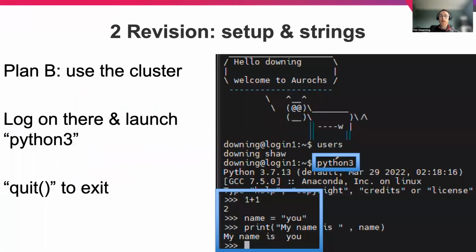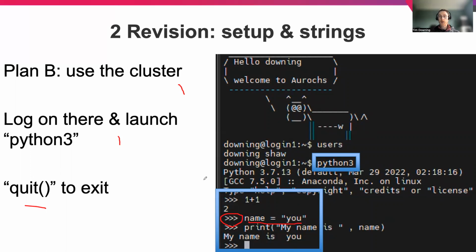Another option, and sometimes that's very good, especially for this revision part where you want immediate feedback on what you're doing, is to just log on to the cluster, launch Python 3, and then you'll get this interface, which you'll note has these three greater than symbols at the start. That's the prompt where you can type in your code like name equals you. So that's our code, and this is our prompt here on the left-hand side. Remember, to exit this, you can just type quit as a function to exit, and you'll leave.